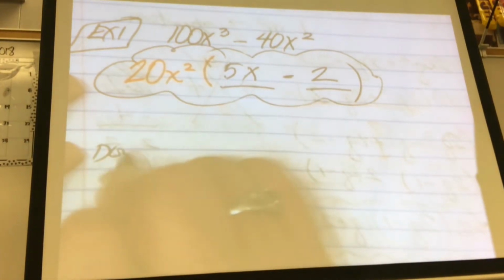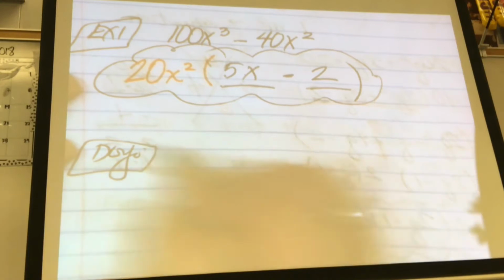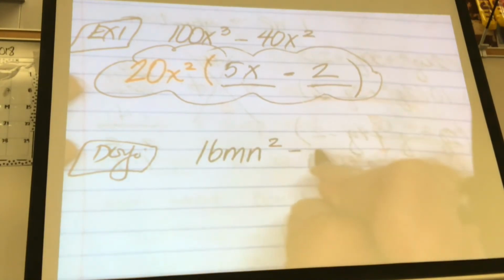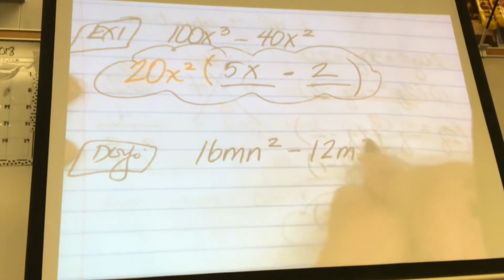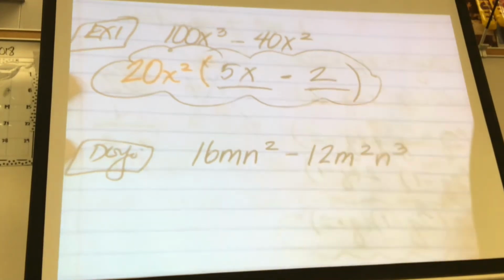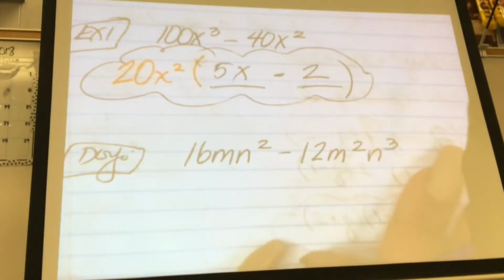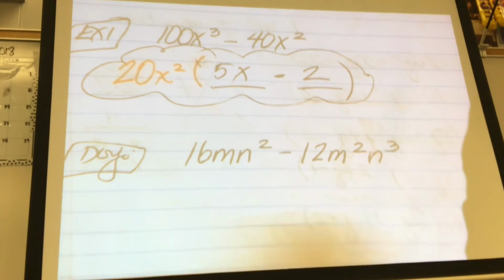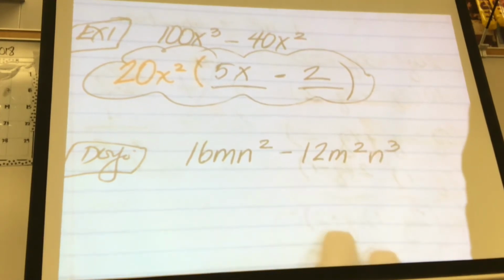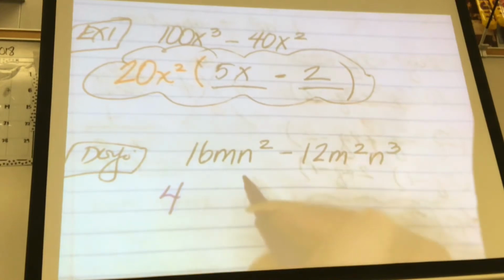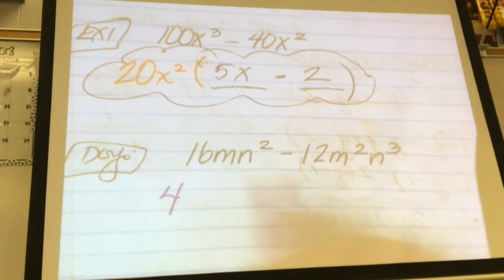Here's your do now. Let's try this one. Cesar, what number did you just take out from both terms? A 4. Nicely done. Elizabeth, how many m's did you take out from both terms?